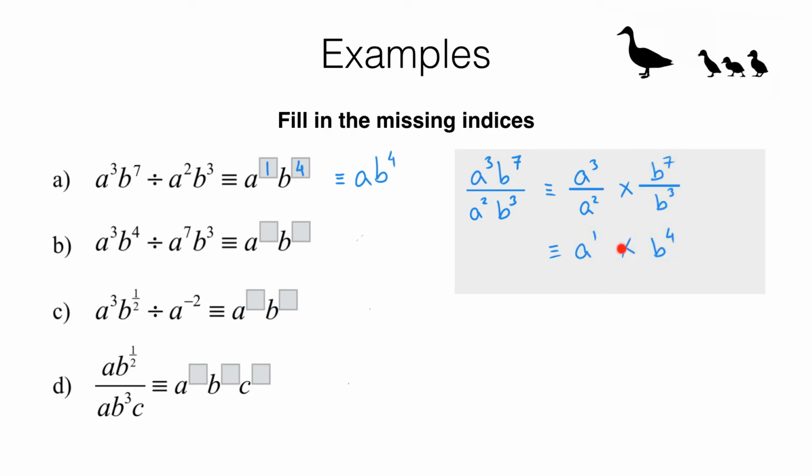Now, in algebra, we can leave out the multiplication sign. So that gives us a to the power of 1, b to the power of 4, which is exactly what we filled in here. Of course, as I mentioned, normally when we have something to the power of 1, we just leave out that index. So a to the power of 1, b to the power of 4 would more normally be written as ab to the power of 4.